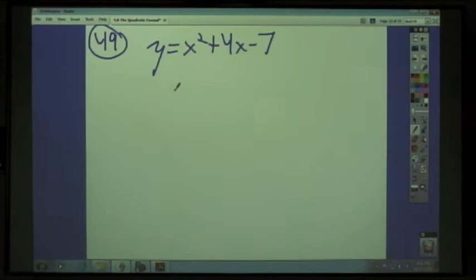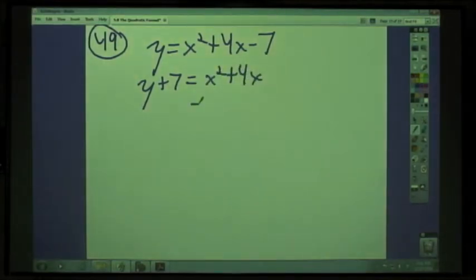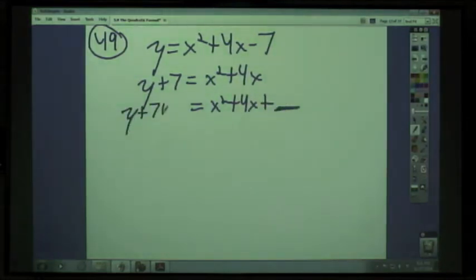Number 49, you were writing this one in vertex form. To do this one quickly, you add the 7 over, so you get plus 7 over here, x squared plus 4x. If you want to take this and write it in vertex form, you have to add something to make it a perfect square, so you add it to both sides.